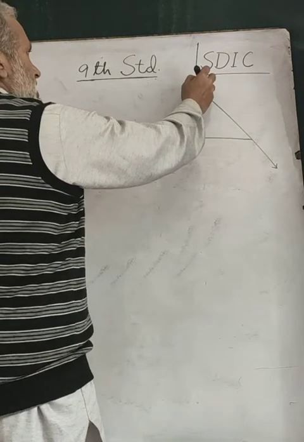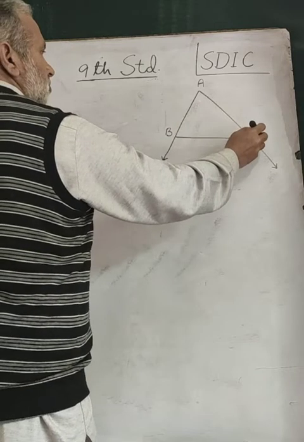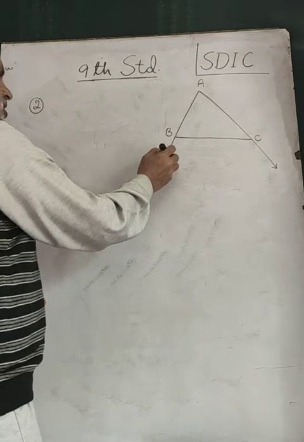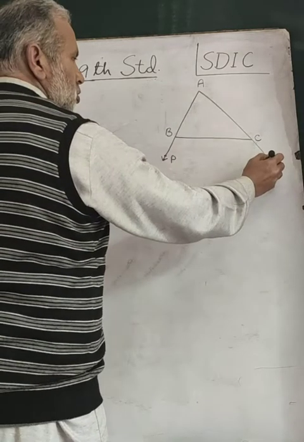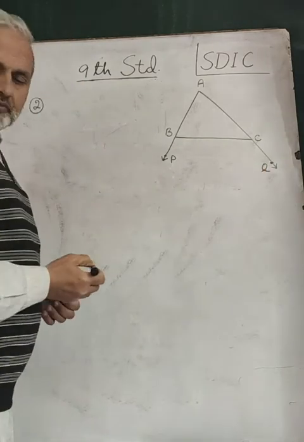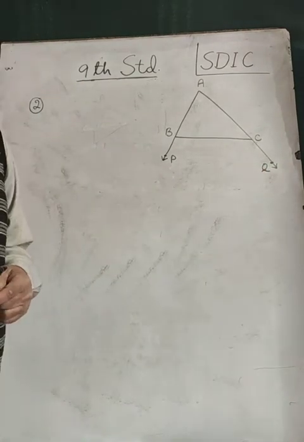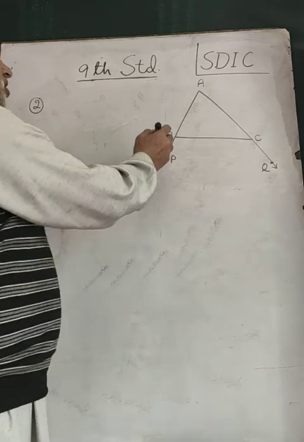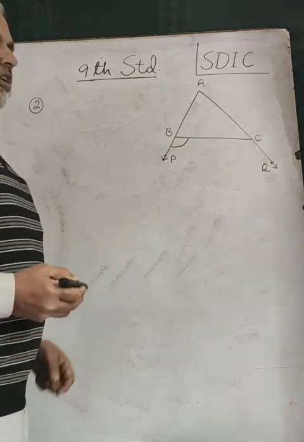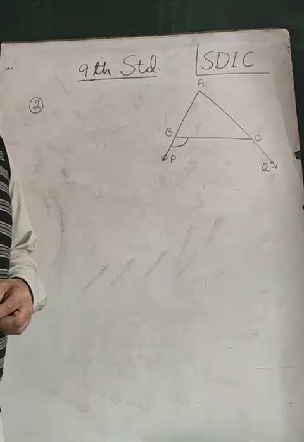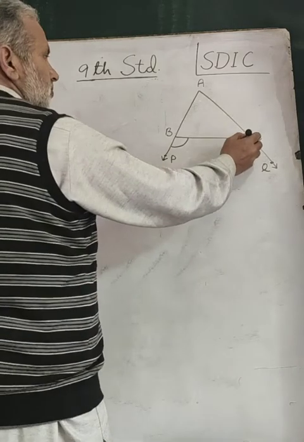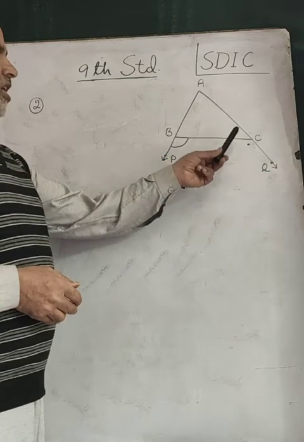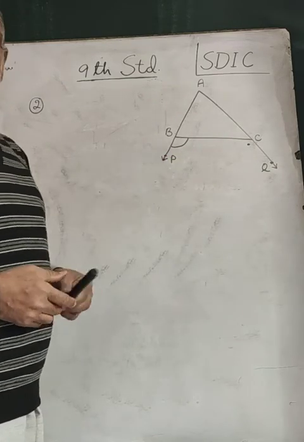A triangle ABC. Its side AB is produced to point P and the side AC is produced to point Q. Some more information is also given: angle PBC, the exterior angle here, is smaller than angle QCB, again an exterior angle. Angle PBC is smaller than angle QCB, that is given to us.